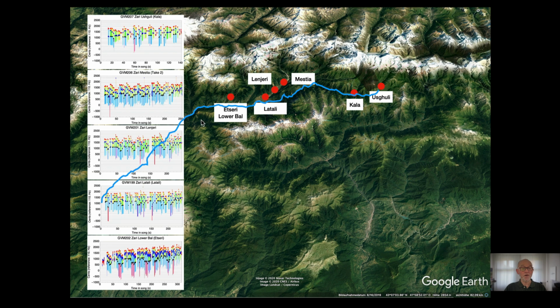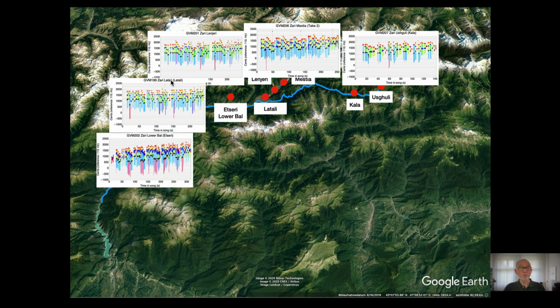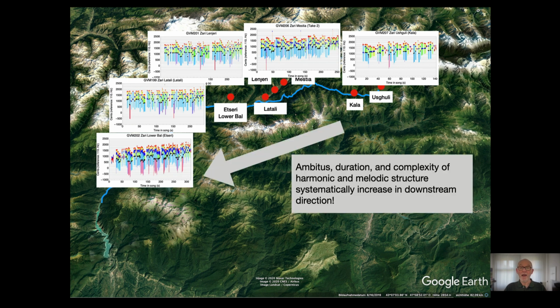The locations of origin of the different Zär, shown by red discs, are all in or very close to the Enguri River Valley, which is shown here by the blue line. If we now line up the harmonygrams according to their locations of origin, we can see immediately that the ambitus, the duration, and the complexity of the harmonic and melodic structure of the Zär systematically change along the course of the river. And this is all immediately visible in the harmonygrams. Can you imagine trying to visualize this with scores?